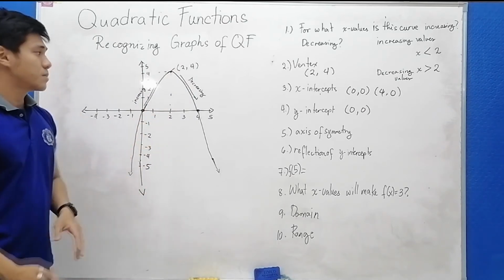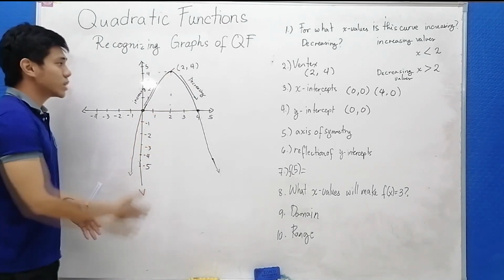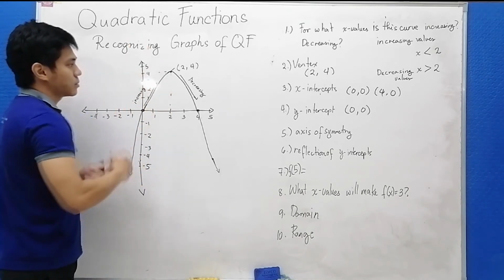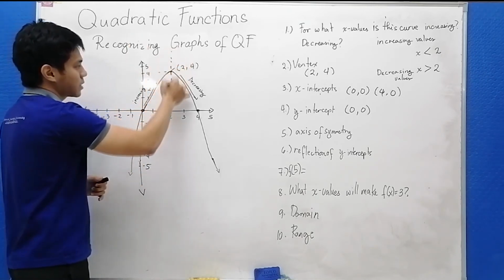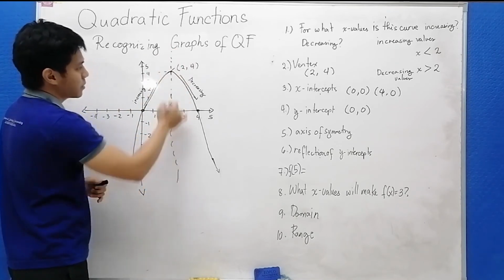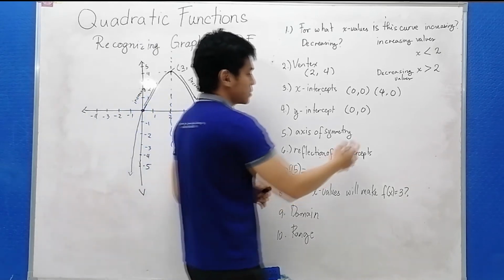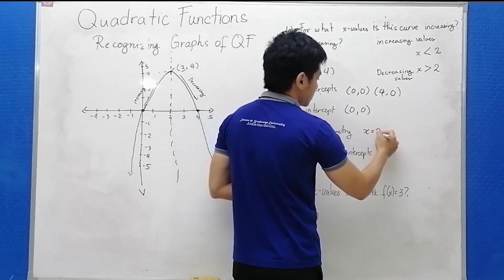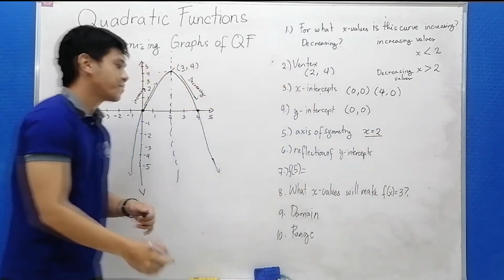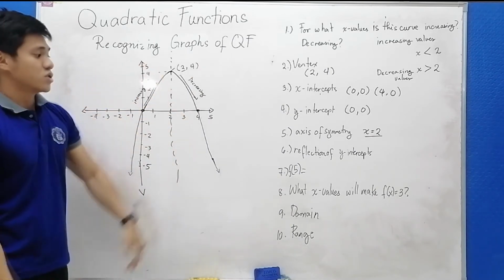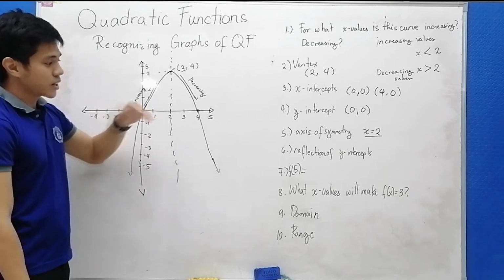For the axis of symmetry, the axis of symmetry is a line that we create as an imaginary line in the parabola. Remember the parabola's shape, so the imaginary line will be here, at 2. So our axis of symmetry is x equals 2. That is our axis of symmetry, because that is where the values change in shape or direction.